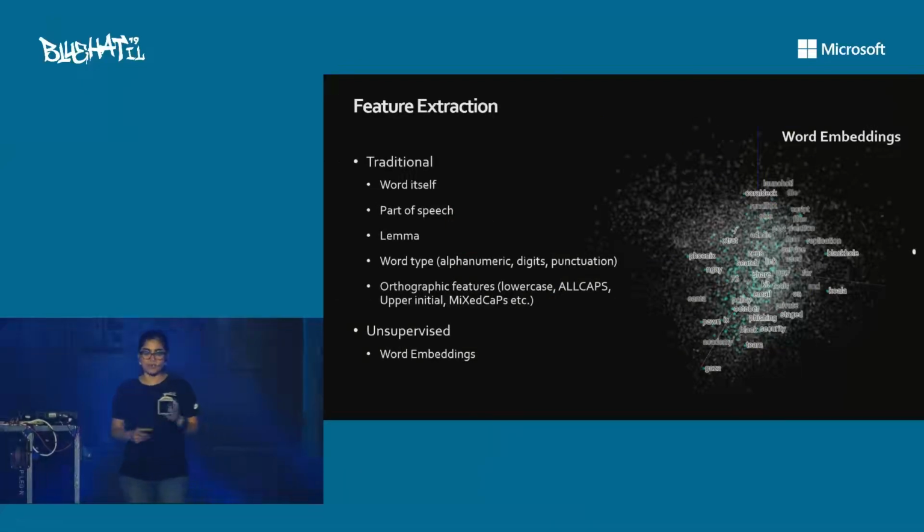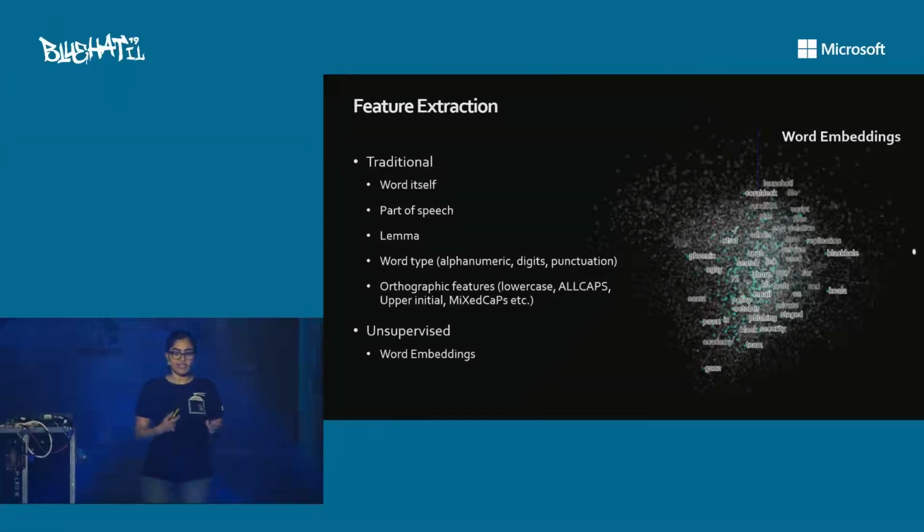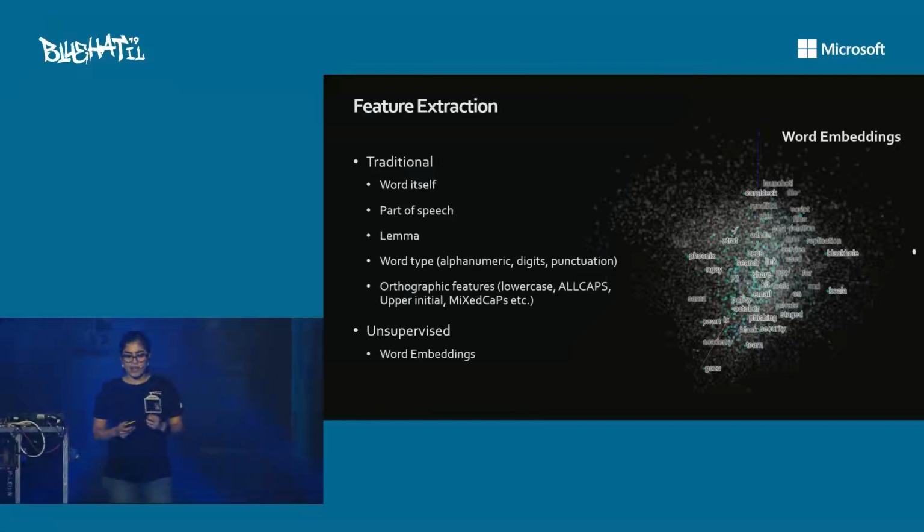All right, let's talk about feature extraction. For our feature extraction, we broadly used two types of features. We used the traditional features, which are common for natural language tasks, such as word type, part of speech, lemma, etc. And then we used word embeddings. In very simple terms, word embeddings are vector representations of words such that the semantic or the contextual meaning of the word is captured by the numeric vector that is extracted.